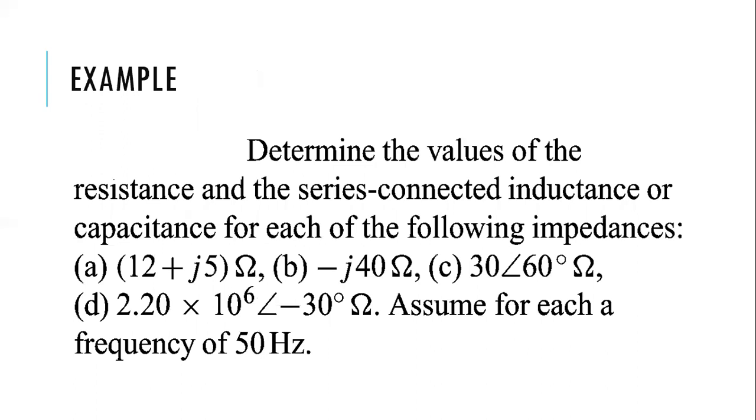So these are an example. Determine the values of the resistance and series connected inductance or capacitance for each of the following impedances: A, 12 plus j5; B, minus j40; C, 30 at an angle of 60; D, 2.2 times 10 to the power 6 at an angle of minus 30 degrees. Assume for each a frequency of 50 hertz. So what do we do?